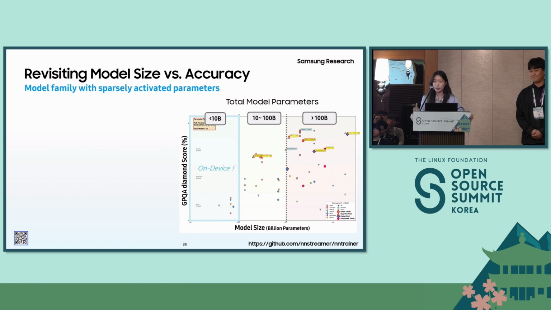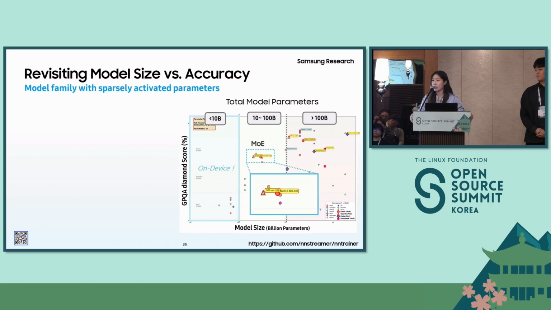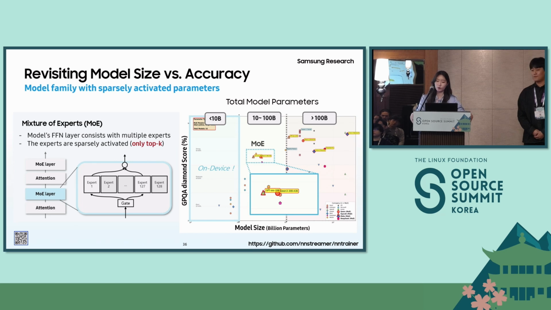So let's revisit the previous graph. We want to run a more powerful model, greater than 10 billion, with limited memory. Fortunately, many researchers have addressed a similar challenge in terms of model architecture, and the mixture of experts, also known as MOE architecture, offers an effective alternative. Then what is MOE? MOE refers to a family of large language models where the feed-forward network layer comprises multiple expert subnetworks.